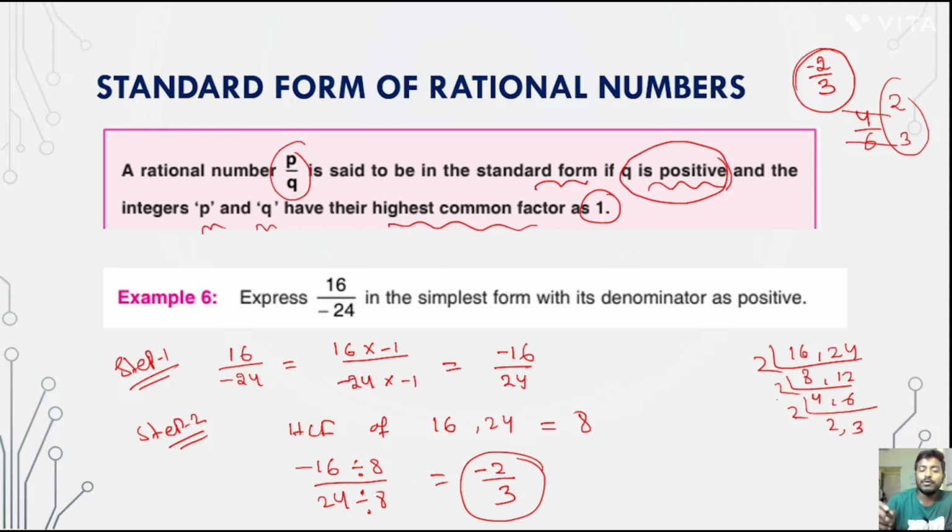Okay. Or you can directly simplify as 16 by minus 24. If anyone marked the question, how to solve? Now see, first minus 16 by 24. Now cancel: 4 4s are 16, 4 6s are 24. Now 2 2s are 4, 2 3s are 6, which means minus 2 by 3. Clear?